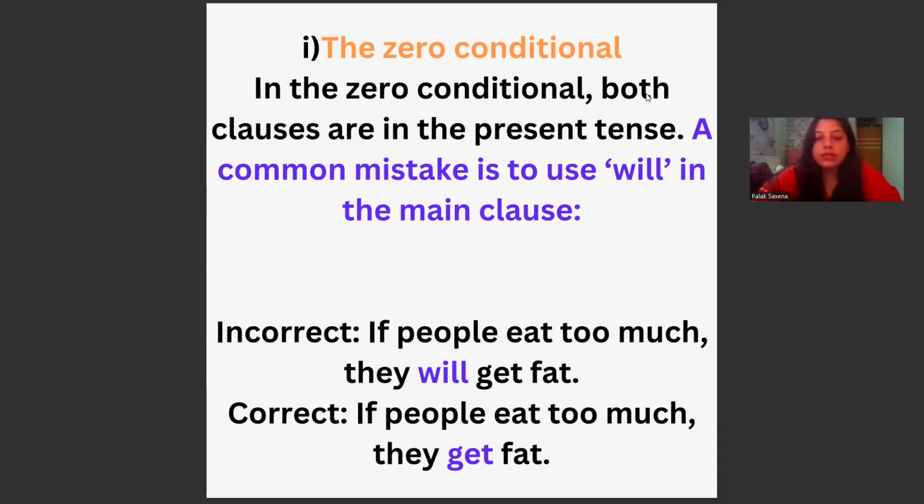"If people eat too much, they will get fat." Now if you see the verb here, the verb is "eat." "Eat" is not in the past tense, because the past tense of eat is "ate."